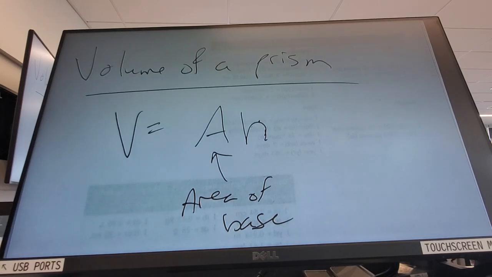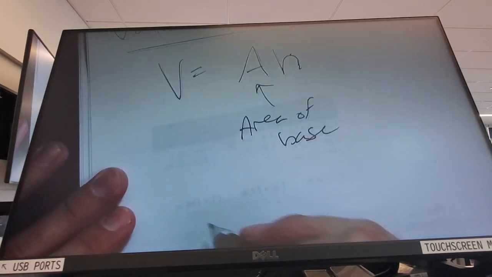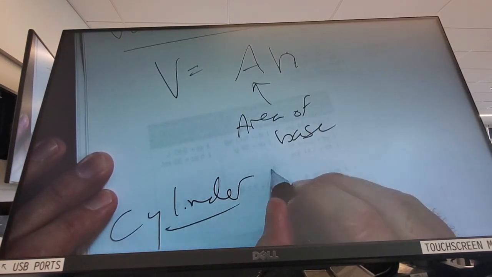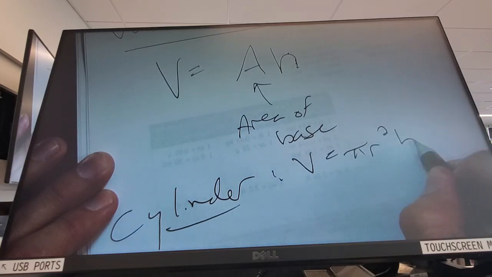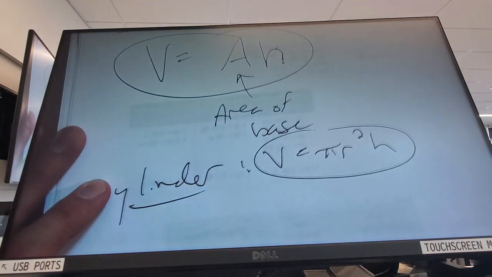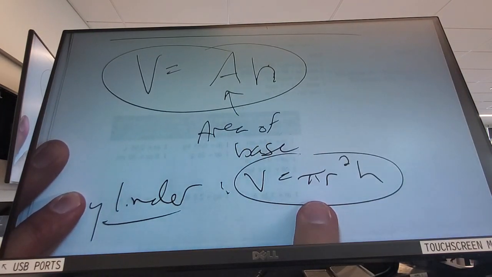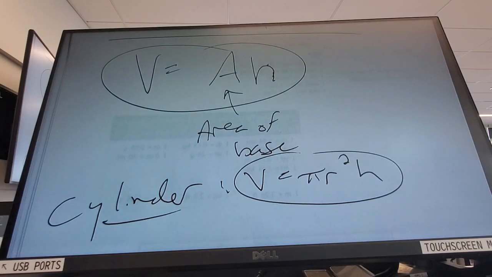Okay. And specifically, a cylinder will be pi r squared h. It follows the exact same formula. The area of the base is a circle. So pi r squared. Okay.